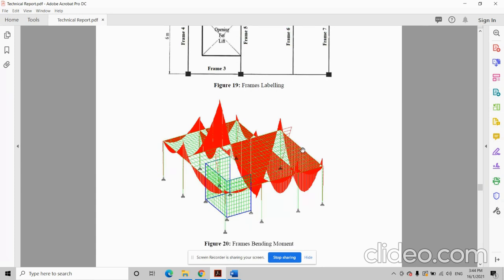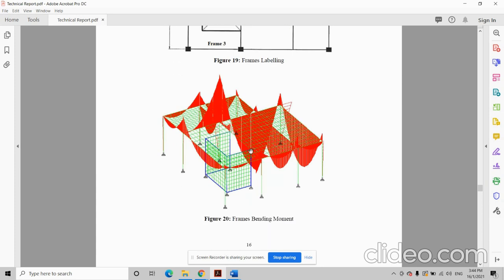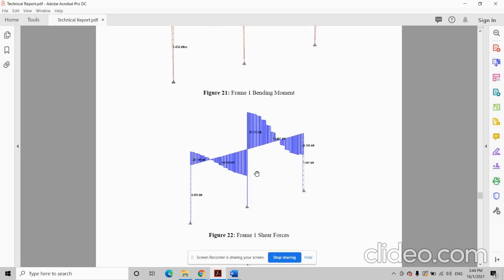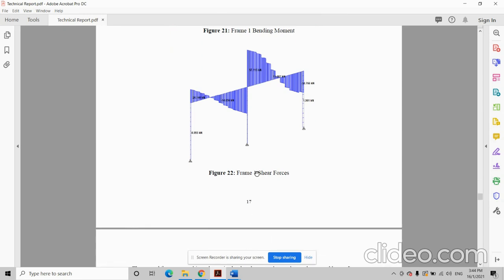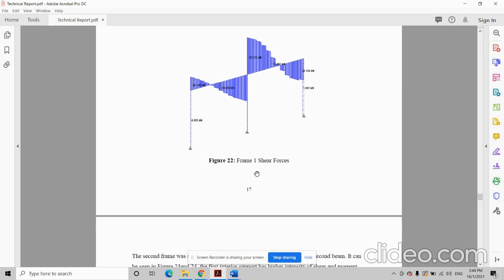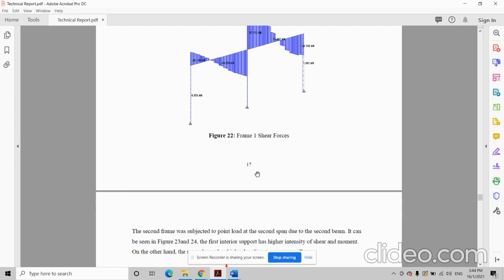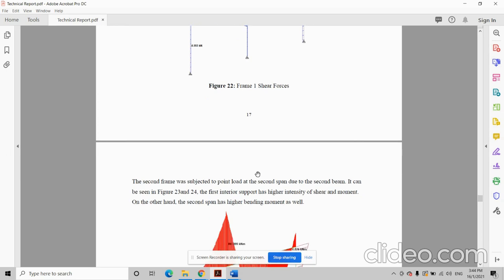These are the frame labelings, the bending moment and shear force diagrams for the frames. This section will show the bending moment, shear force and axial forces in the columns in terms of support reaction. The bending moment and shear force of each frame will be discussed separately. Furthermore, the support reaction of the entire frame will also be discussed.